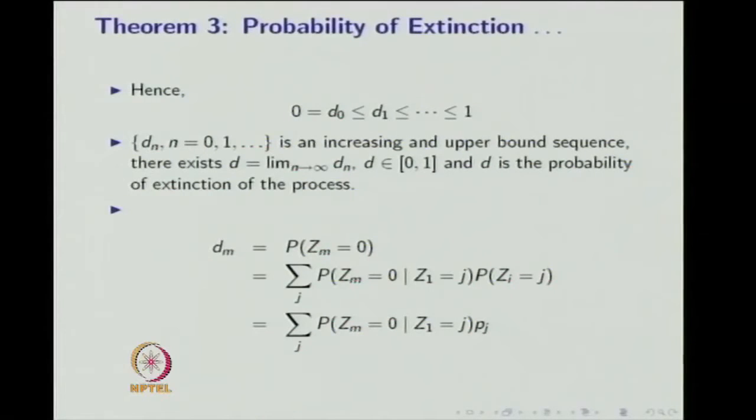Now, we will find out what is the d. You know that d_m is nothing but the probability of Z_m equal to 0, that is nothing but summation over j, probability of Z_m is equal to 0 given Z_1 is equal to j multiplied by probability of Z_1 is equal to j. You know that probability of Z_1 is equal to j is nothing but P_j. Therefore, d_m is nothing but summation over j, probability of Z_m is equal to 0 given Z_1 is equal to j multiplied by P_j.